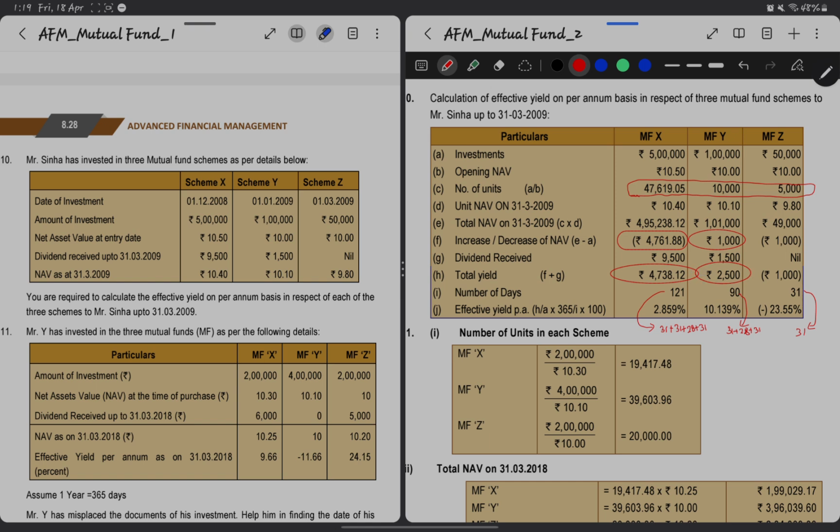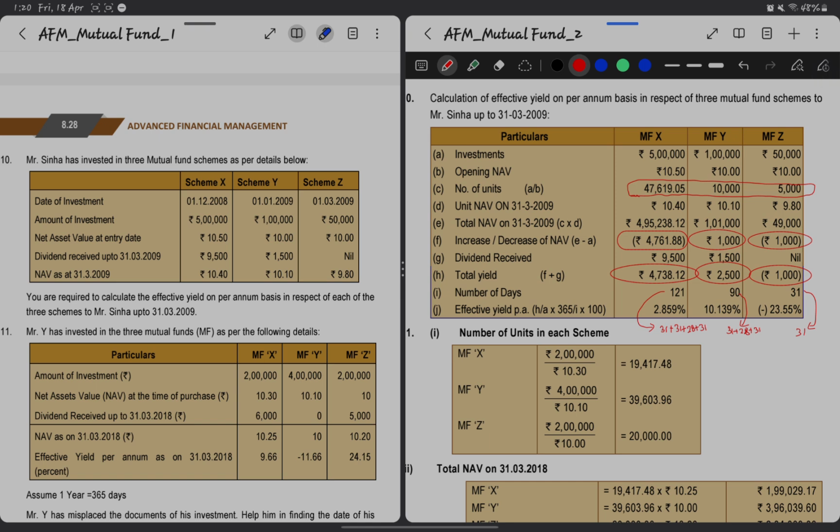Now in the third case, 50,000 divided by 10 will give us the number of units, which is 5,000, multiplied by a reduction of 0.2. So 5,000 multiplied by 0.2 is 1,000. There is a reduction of NAV to the extent of 1,000, which is an unrealized loss, and there is no dividend received in the third case. So there is a net loss only. Net yield is negative in case of mutual fund scheme Z.